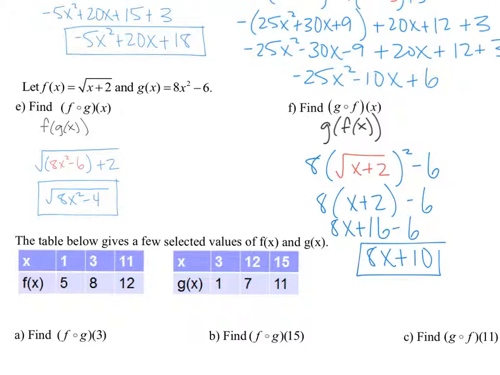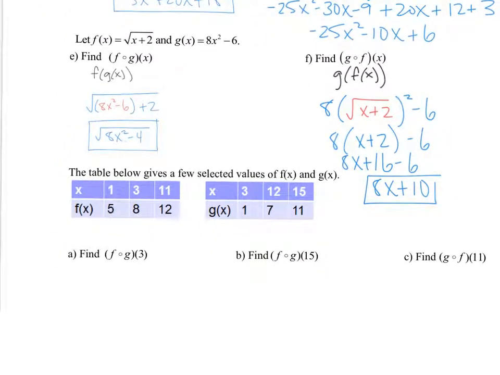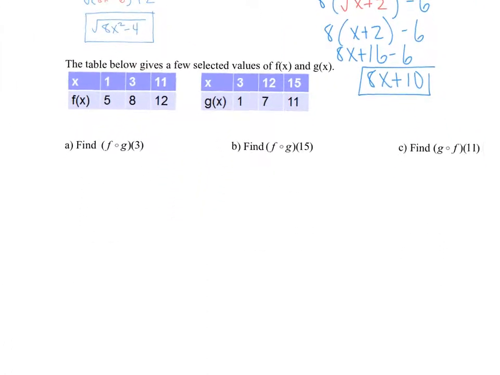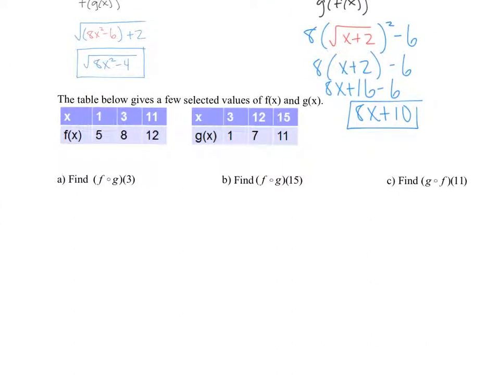Okay, so notice how if you reverse the f of g and the g of f, these are not the same. They're actually two totally different answers. Keep that in mind. Okay, and then the last section here gives you a bunch of t-charts, which is kind of crazy. But again, all you need to know is what this notation means, and then how to find the numbers in the t-chart.